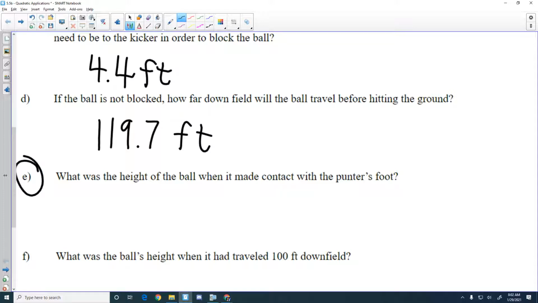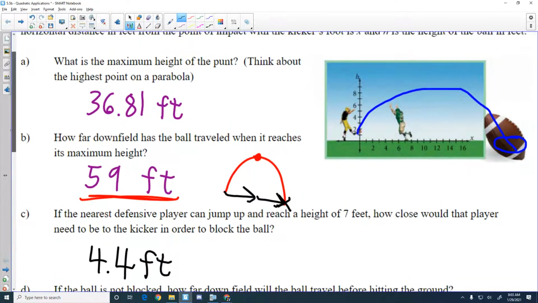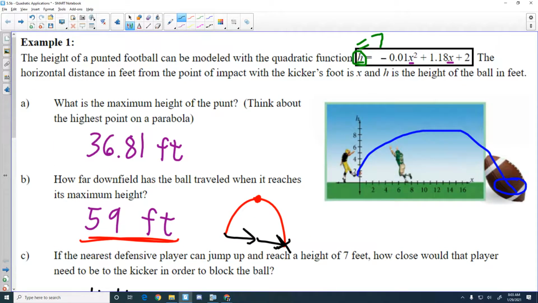Oh boy, look at question E, everybody. What was the height of the ball when it made contact with the punter's foot? It's 2 feet, right? We actually just talked about that. When it hit the punter's foot, we knew that we're talking about basically the y-axis, because that's right when the ball started its path into the air. And so I want to know, what is that y-intercept, essentially?